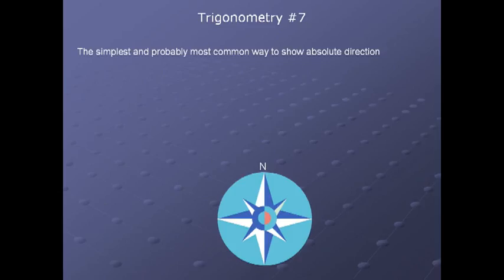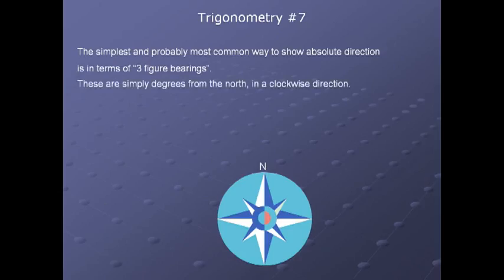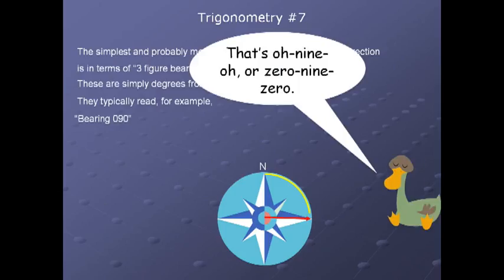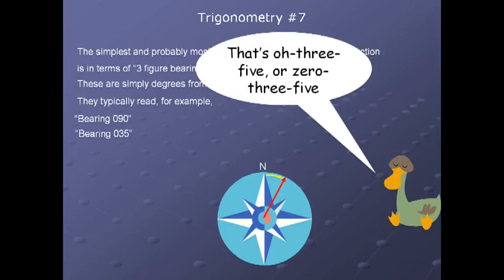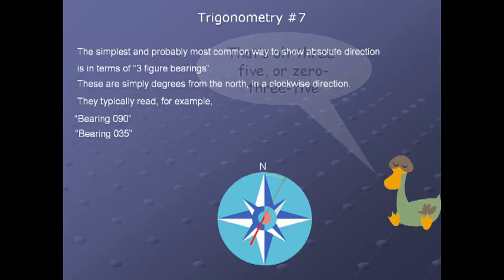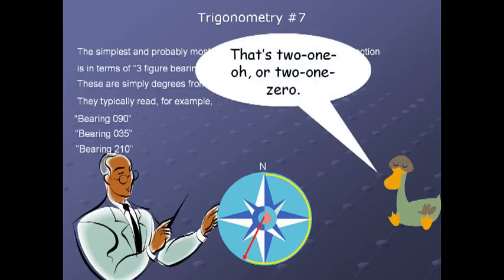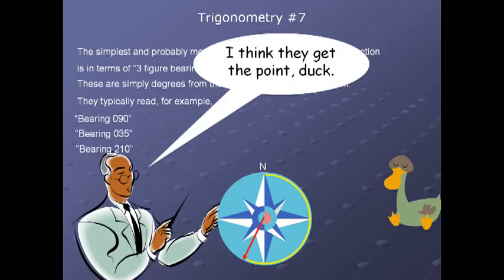The simplest and probably most common way of showing absolute direction is in terms of three-figure bearings. These are simply degrees from the north in a clockwise direction. They typically read, for example, that's 090. That's 035. That's 210. I think they get the point, Duck.